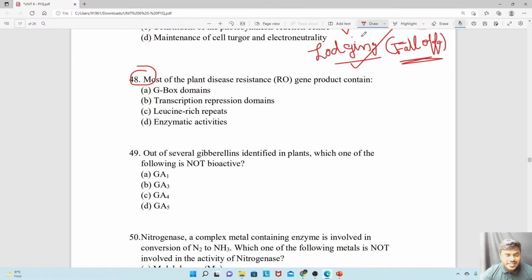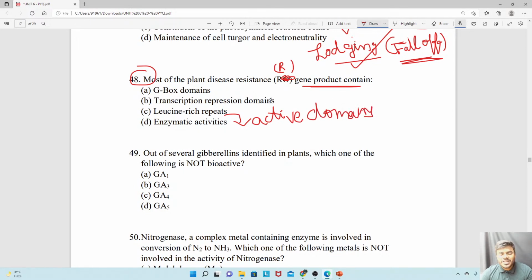Okay, the answer for this is the transcription repression domains. It's not an RO gene product, it's just R. Most plant disease resistance gene products contain transcription repression domains. See, actually friends, the leucine zipper domains basically act like active domains.